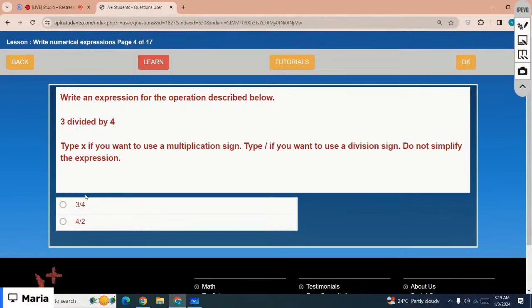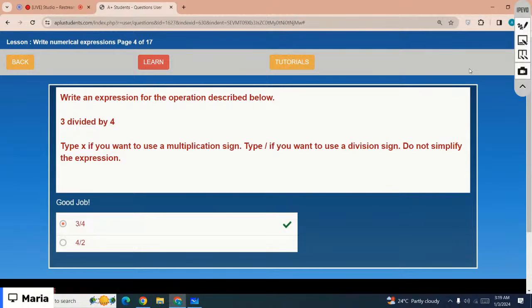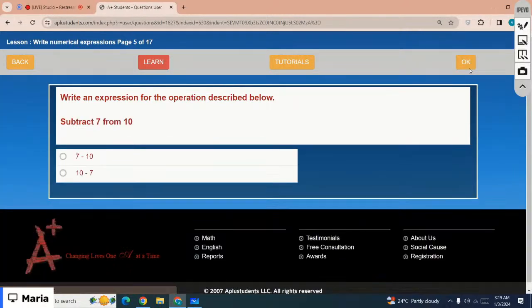Very good. That is option number 1. 3 divided by 4. Okay, the next one is write an expression for the operations described below. Subtract 7 from 10, which is the correct option, 1 or 2?